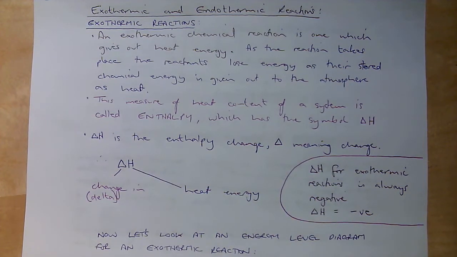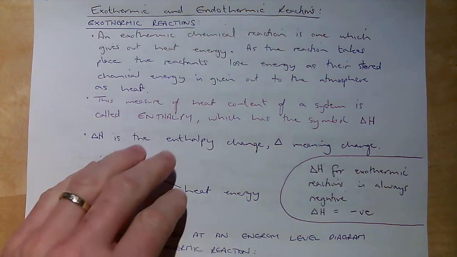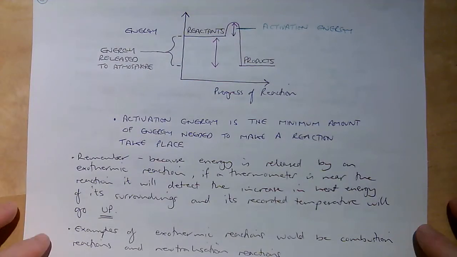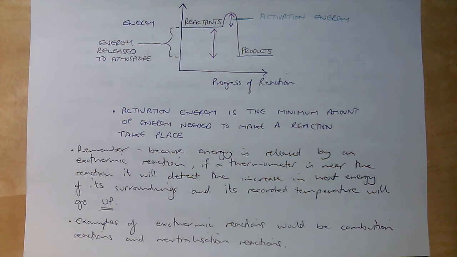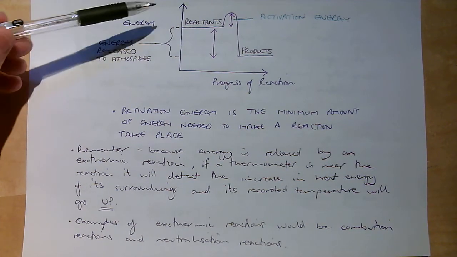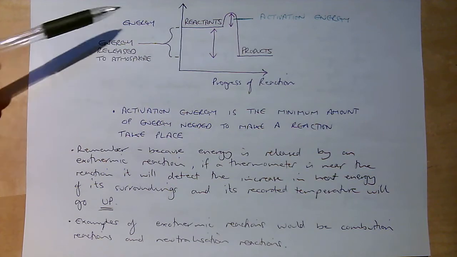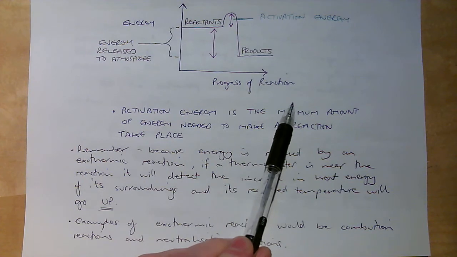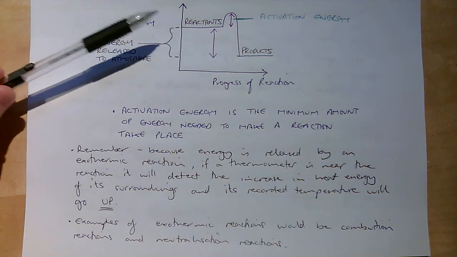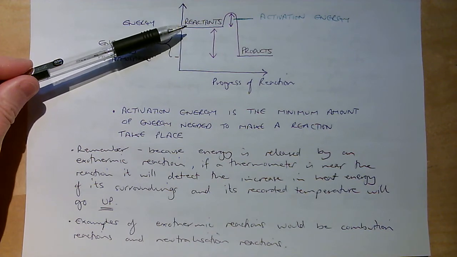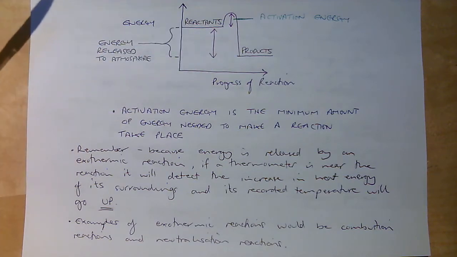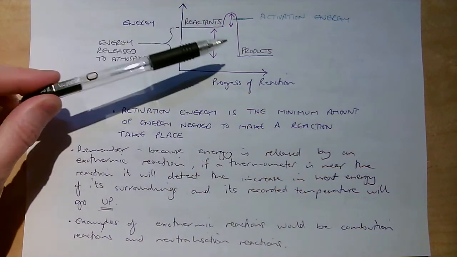Next, let's have a look at the energy level diagram for an exothermic reaction. On my y-axis I've got energy change, and on my x-axis I've got the progress of the reaction, so the time for the reaction. This is the energy that my reactants have, and when they react, this is the energy that the products have. So in an exothermic reaction, the reactants have more energy than the products.